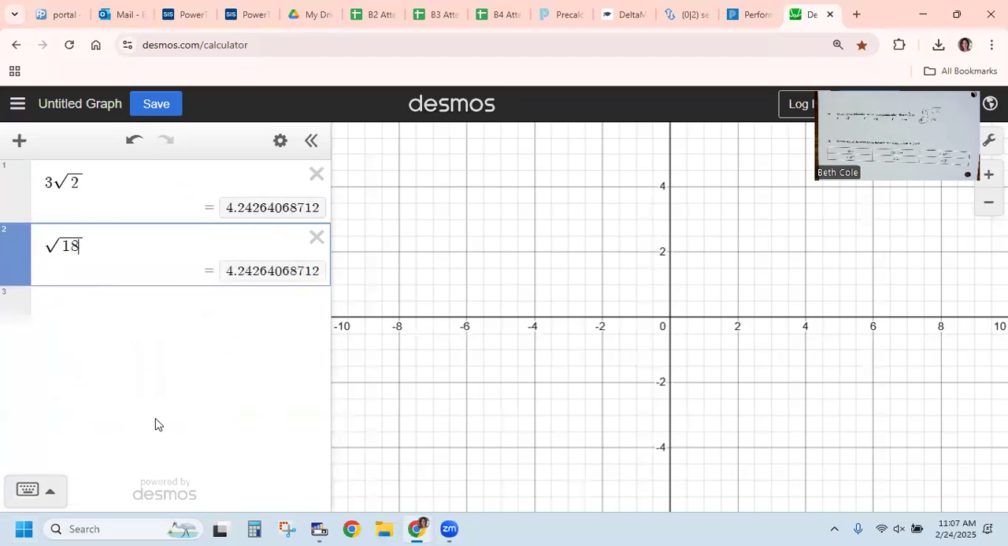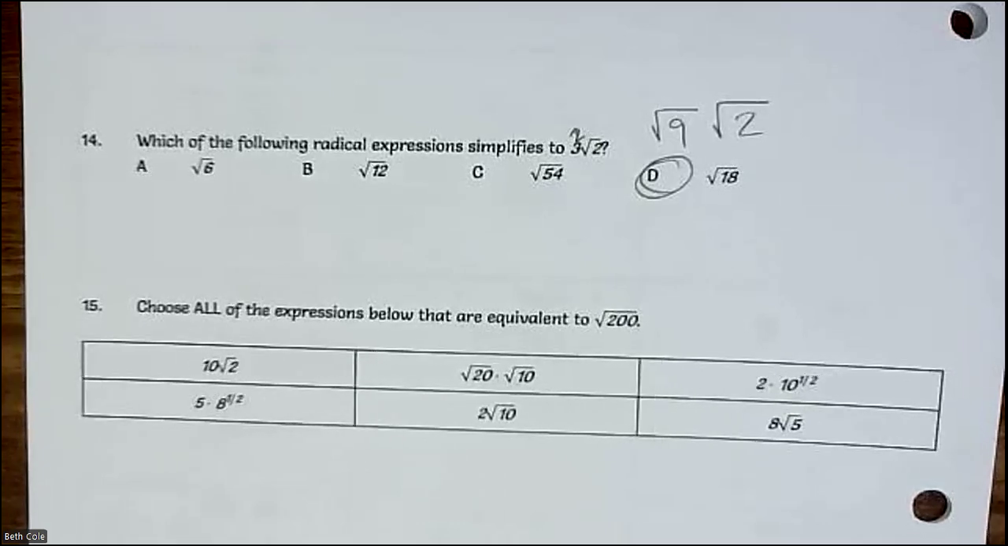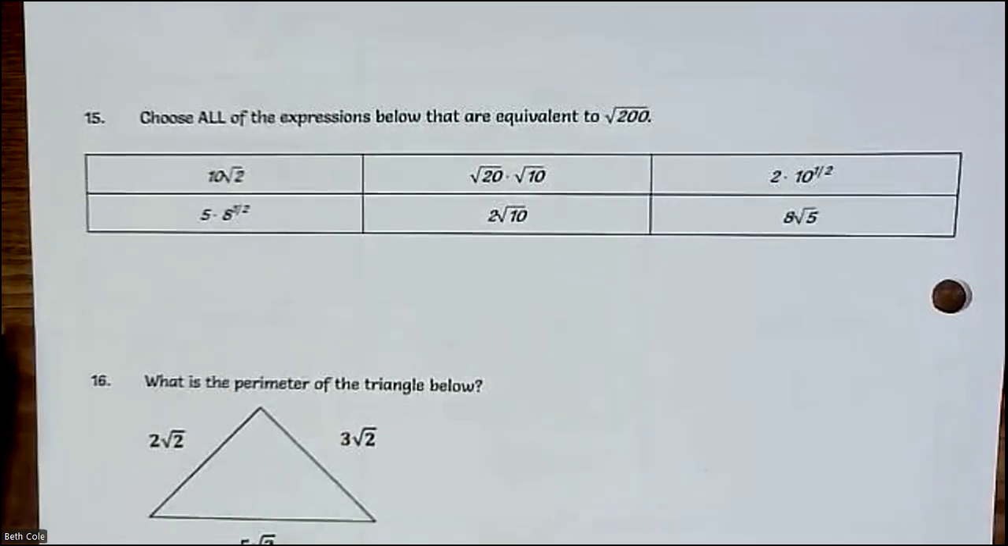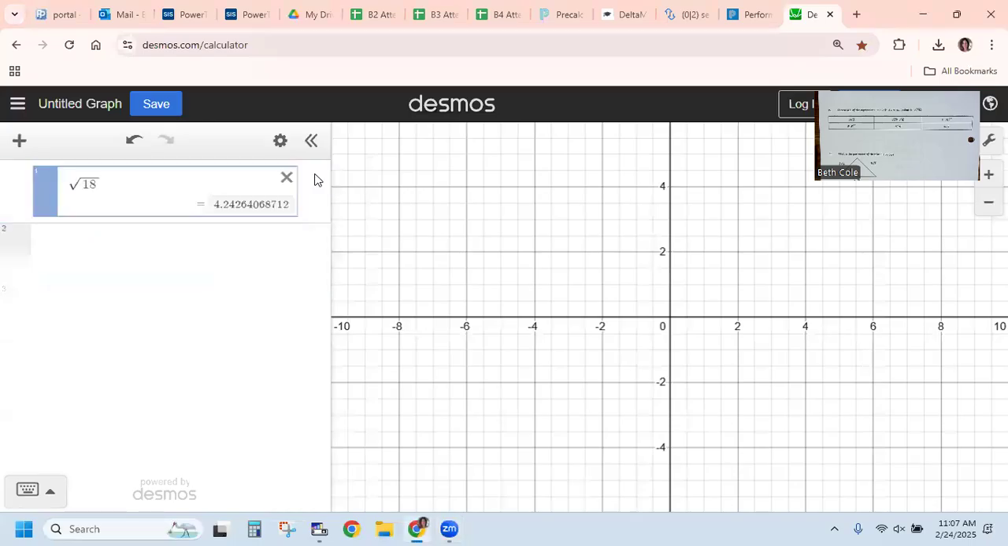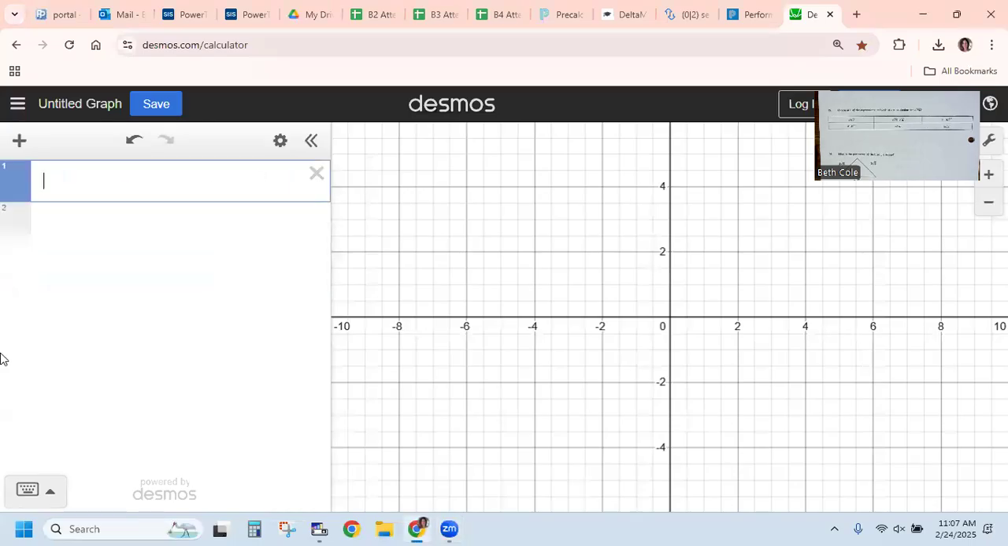Is that really what you have to do? Yep. If it's multiple choice. Now, if it's not multiple choice, you can't get away with that. Oh, so like, look at this one. Everything that is equivalent to square root of 200. Are you right? If anyone misses this, I'm going to lose my mind because this is how easy it is.